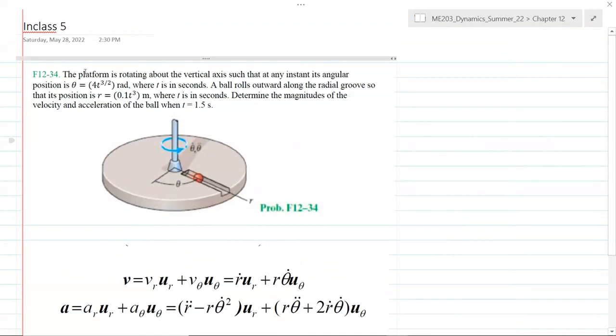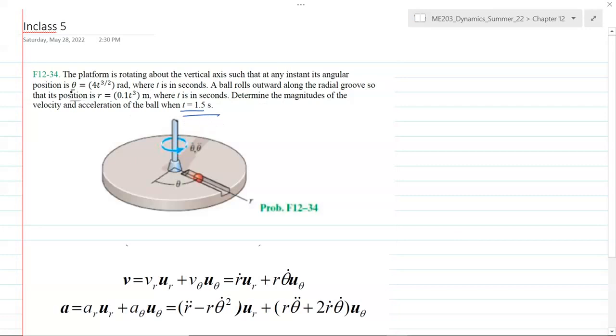The platform is rotating about the vertical axis such that at any instant its angular position theta is given as a function of time. A ball rolls outward along the radial groove so that its position changes as per the given equation. Determine the magnitude of the velocity and acceleration of the ball at t equal to 1.5 seconds.